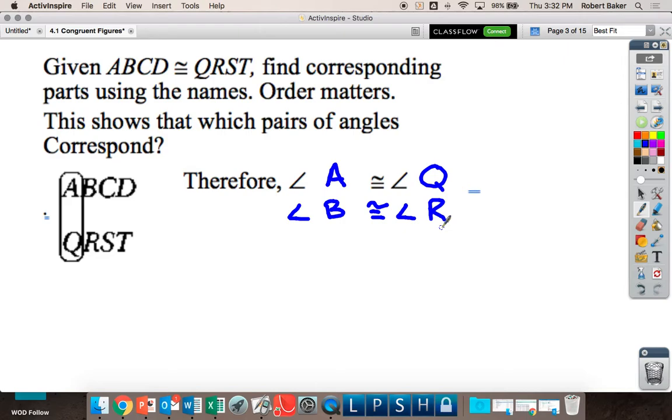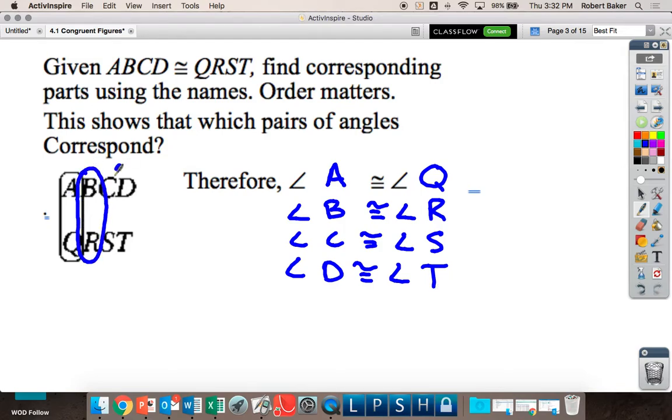What's the next one? C. Angle C is congruent to angle, I can't see. Oh, S. It's on your paper too. Angle C is congruent to angle S. And then the last one, D. Angle D is congruent to angle T. Okay, it's a four-sided shape. It has four angles. I just listed it using the circle technique. I'm not a huge fan of it, but it works pretty good.